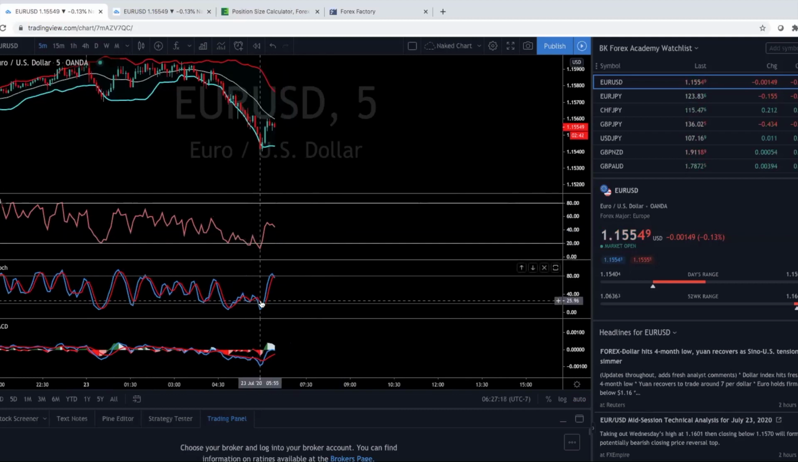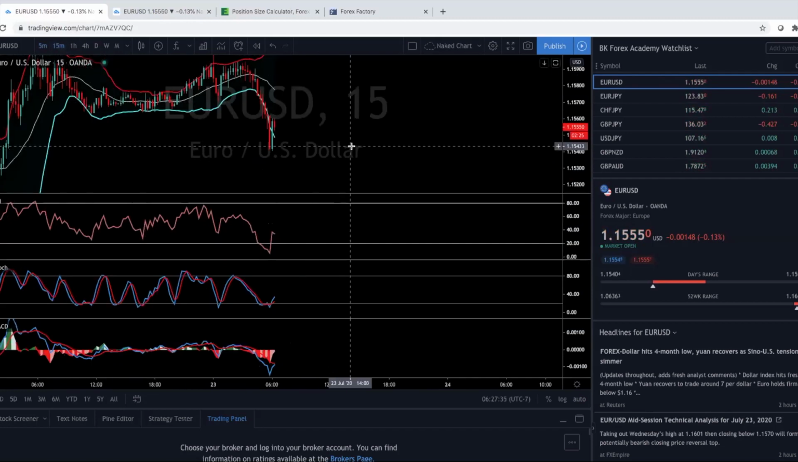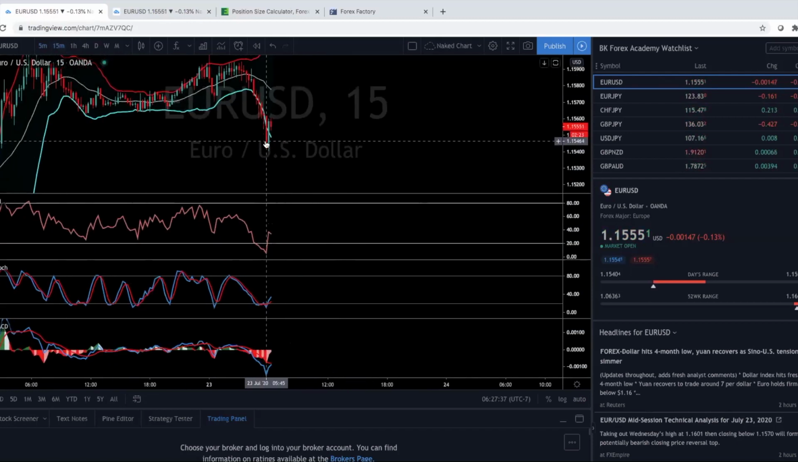And then I like to see my stochastic cross. So if you're buying, you want to see your stochastic blue line cross over the red line, and that is also below 20. And then you also look for a MACD cross. This is a perfect 5-minute confirmation. Once this happens, you move to the 15-minute time frame, and this happens very quick. Look at this beautiful confirmation.